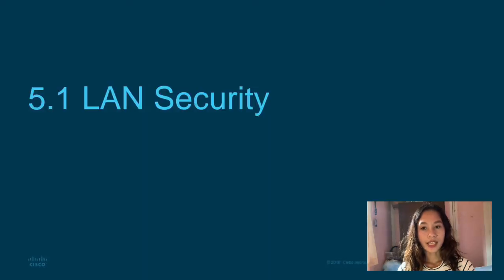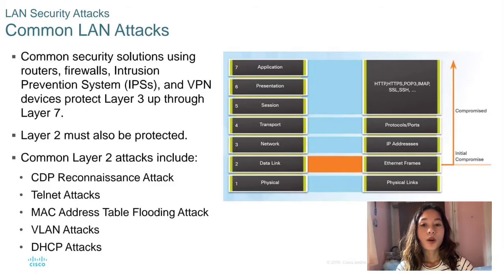So, LAN security. Common LAN attacks. Common security solutions using routers, firewalls, intrusion prevention system or IPS, and VPN devices protect layer 3 up through layer 7. And layer 2 must also be protected. Common layer 2 attacks include CDP reconnaissance attack, telnet attacks, MAC address table flooding attack, VLAN attacks, and DHCP attacks.